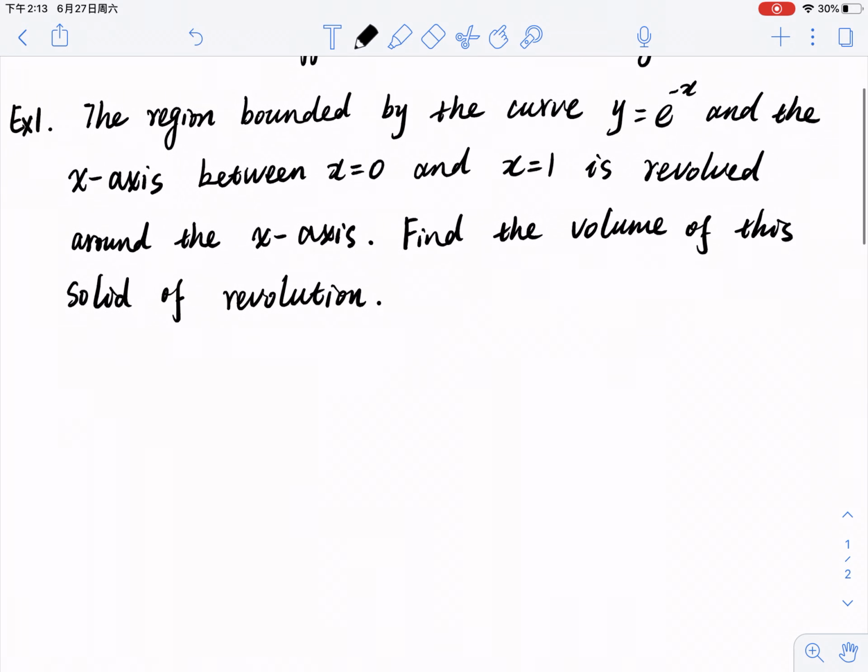So we look at the first example. The region bounded by the curve y is e to negative x, and the x-axis between x is 0 and x is 1 is revolved around the x-axis. Find the volume of this solid of revolution.